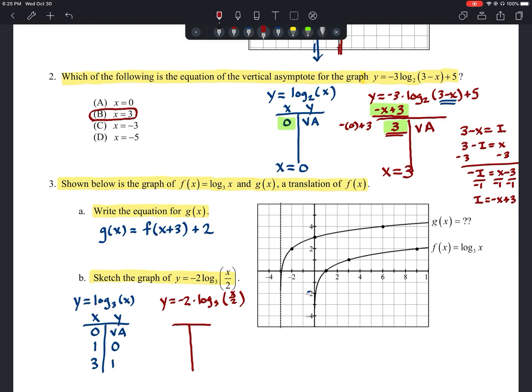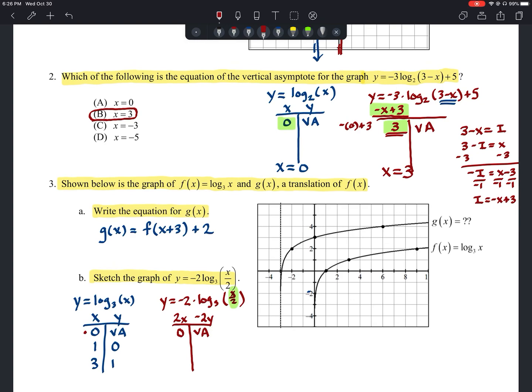So since we are dividing x by 2 here, that means for our x values on our new graph, it would have to be 2 times x, because we're doing the inverse operation. And for our y values, we're going to be doing negative 2 times our y values. So the first one here, we're going to do 2 times this 0, which is going to leave us at 0. So we're going to have the same vertical asymptote.